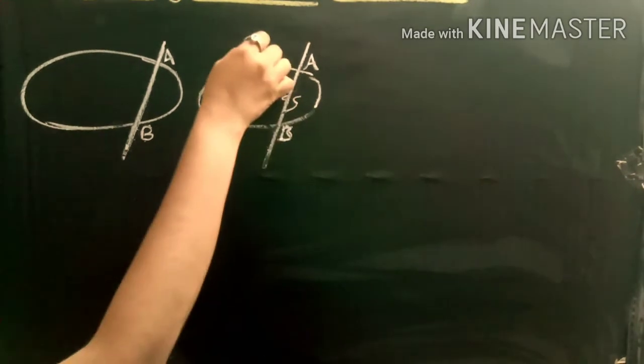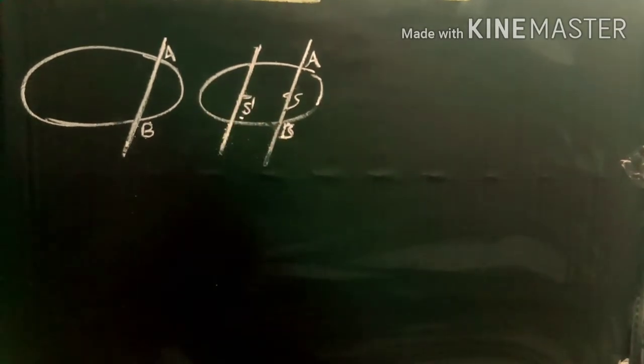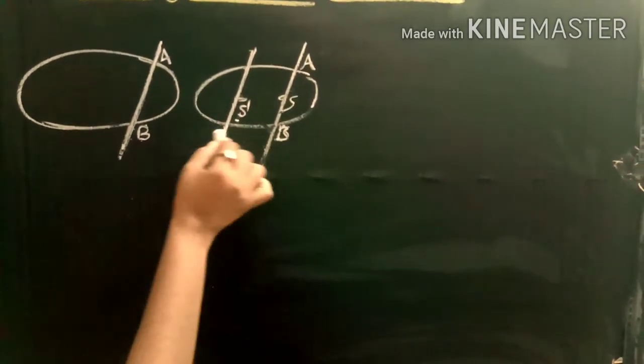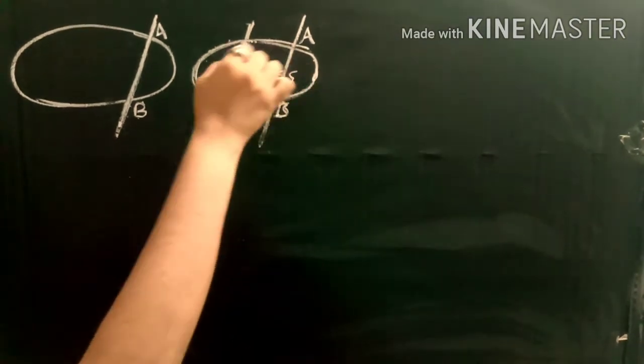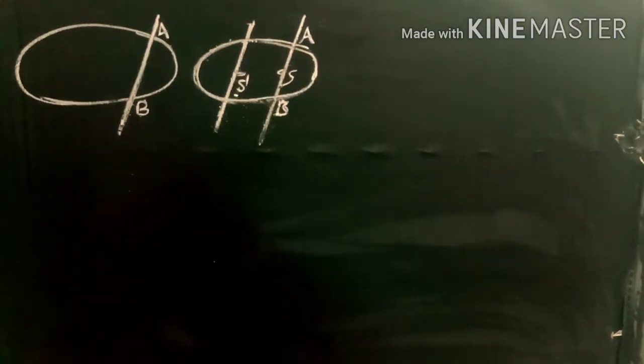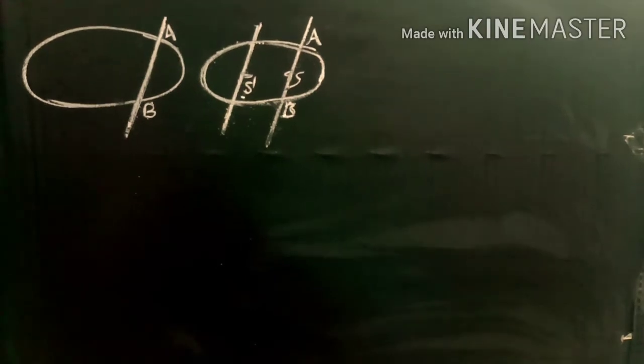Another line is like that. This is the line which passes through the second focus S'. Now these are the focal chords. So the chords which pass through the focus of the ellipse are called the focal chords. And the next definition, latus rectum.